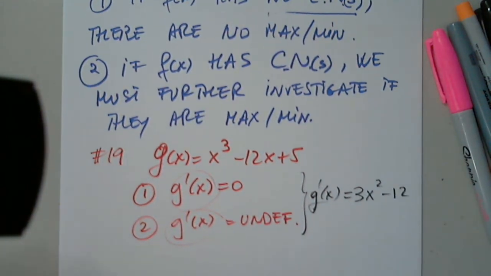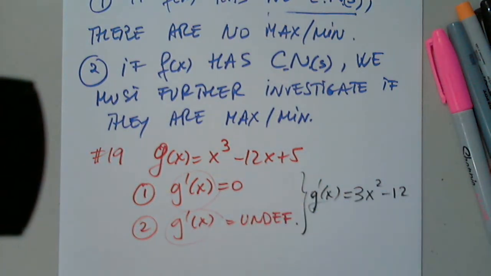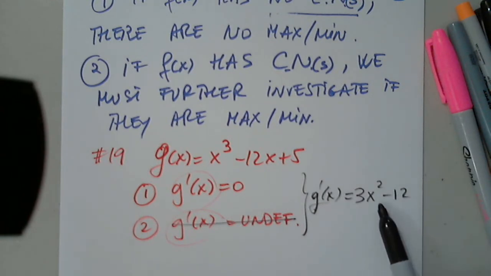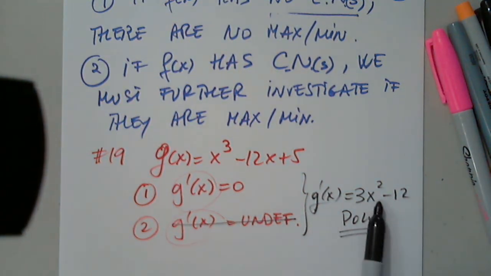Good. One thing I know for sure, which of these two sources will be a waste of time to investigate? The first one. This can never be undefined. This is a polynomial function. g prime will always exist.